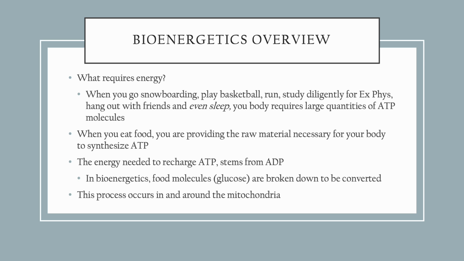Okay. In bioenergetics, food molecules, glucose. So what is glucose stemming from? What raw material? Carbohydrates, right, are broken down to be converted. So this process occurs in and around this powerhouse of energy known as the mitochondria. Okay, the mitochondria is a pill or rod looking shape inside the cell, and we'll have again pictures and everything for you to see later on to show you exactly what this is really doing for us.